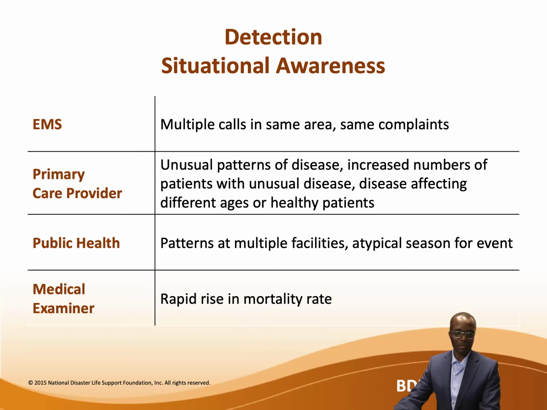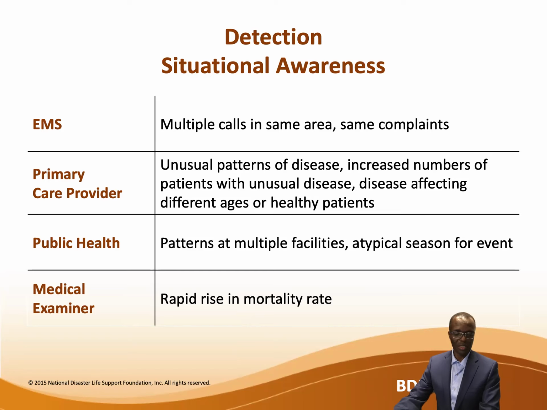Each component of the public safety and public health framework can make its own unique observation that may contribute to the identification of a possible biologic event in the community. Sometimes it takes a combination of these to make the identification. EMS, along with dispatchers, may note an unusual increase in the number of calls to a specific geographic area or note multiple reports of the same type of complaints.